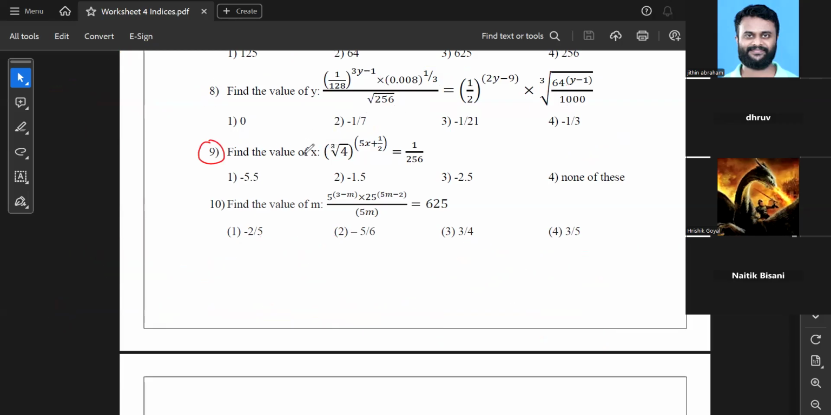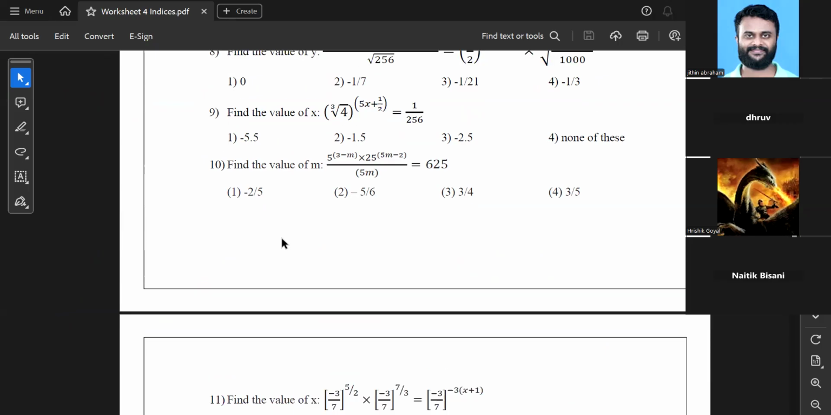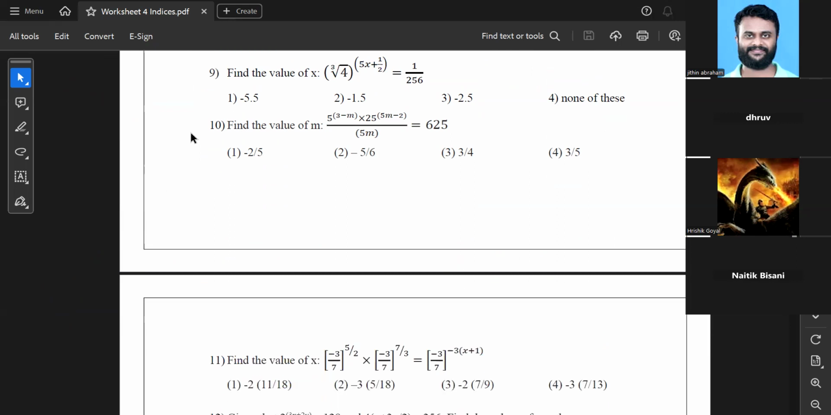Ninth question. In this case, again, we are supposed to find the value of x where something is given. Let's try to decode that now. I'll just take this paper, now we'll get a little solving space. Here it is. Find the value of x. Over here, 4 raised to 1 by 3 multiplied by 5x plus 1 by 2 is equal to 1 upon 256.